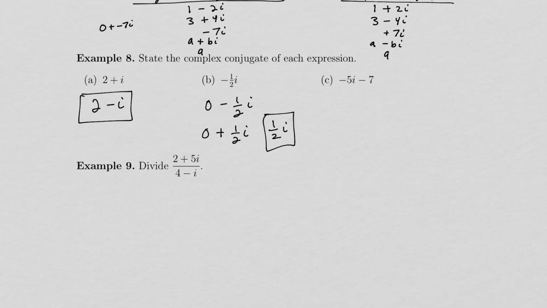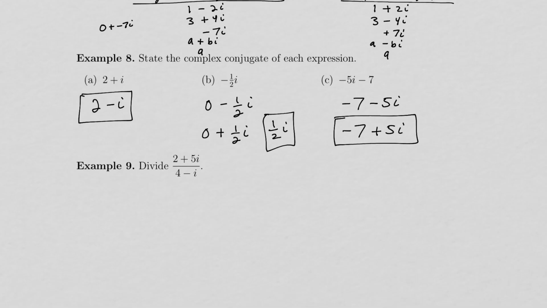And then if my original number is negative 5i minus 7, first of all, you should probably write the real part first. So negative 7 minus 5i, that's how we usually see it. The real number stays the same, and I change the sign on the imaginary part. So it'll be negative 7 plus 5i.